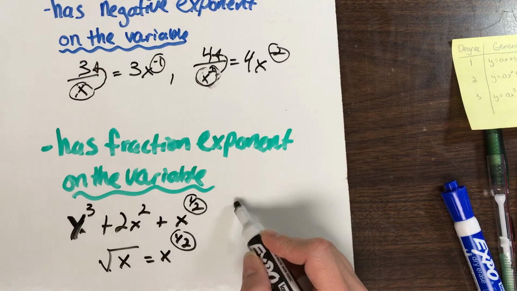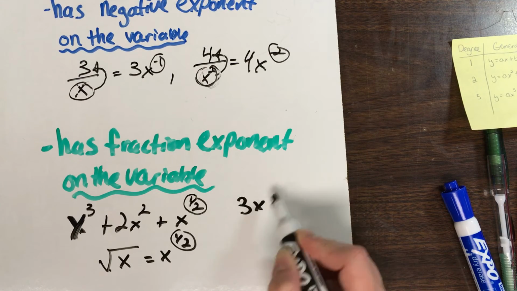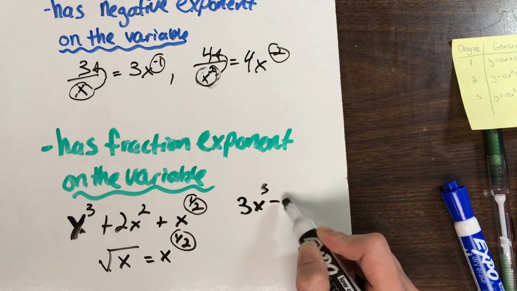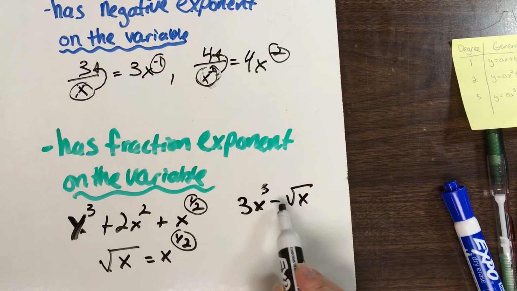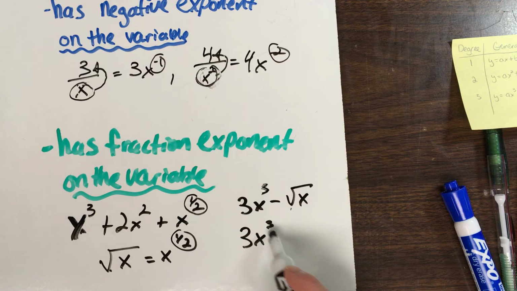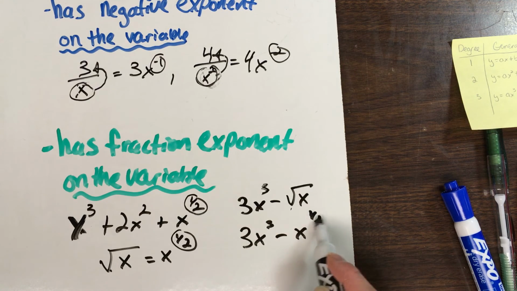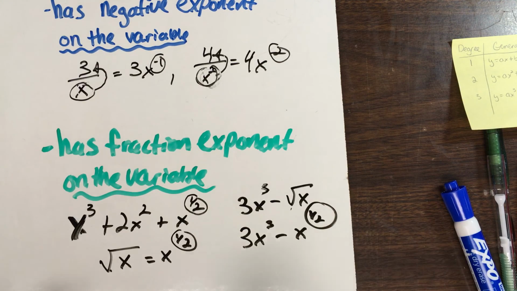So for example, let's say you have an expression 3x cubed minus the square root of x. This term looks fine, but right here it would actually be minus x to the power of 1/2, and you can't have a fraction exponent.